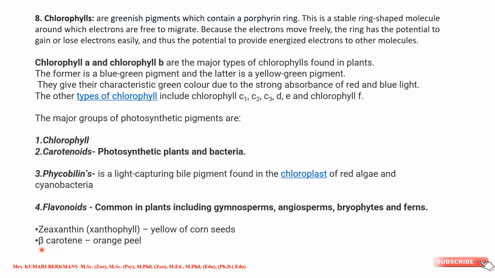Next one, beta carotene. Where do we find it? In the orange peel. Carotene is orange in color. Carrot, right? Why is carrot orange in color? Because carotene is present in that carrot, so it is orange in color. All those things are the types of photosynthetic pigments: chlorophyll, carotenoids, phycobilins, flavonoids, xanthin, and beta carotene.